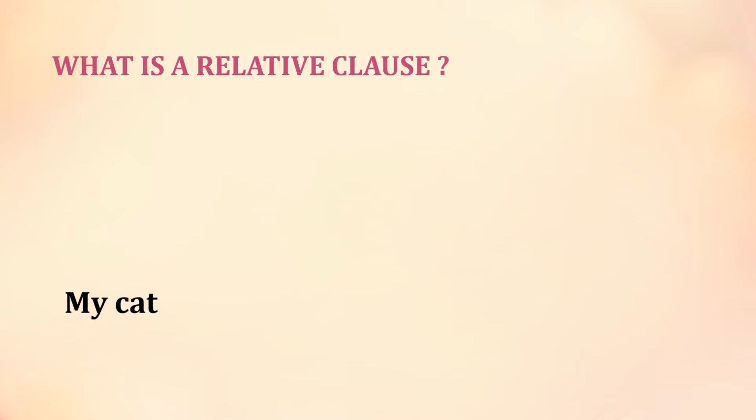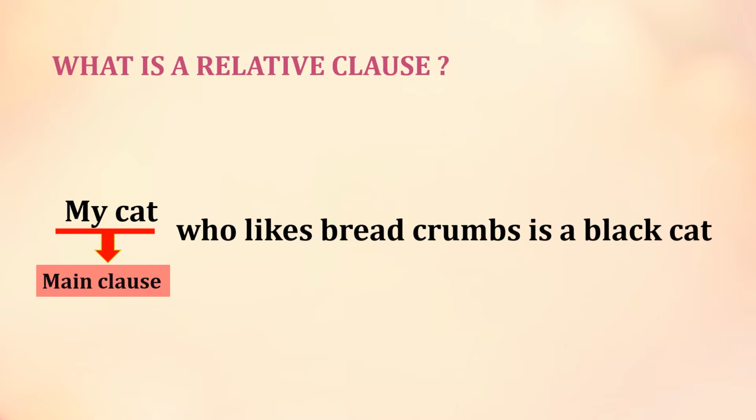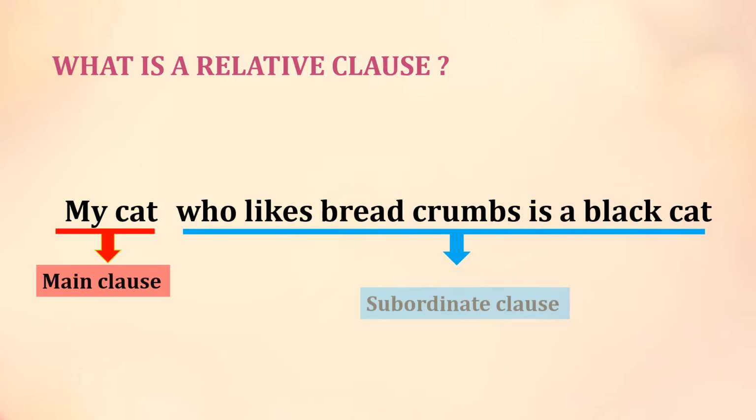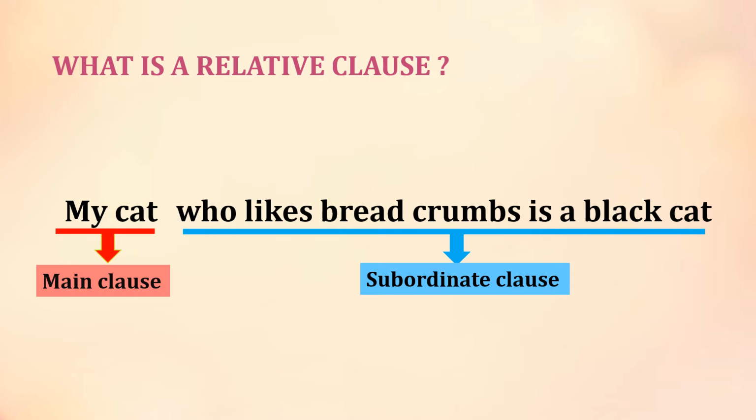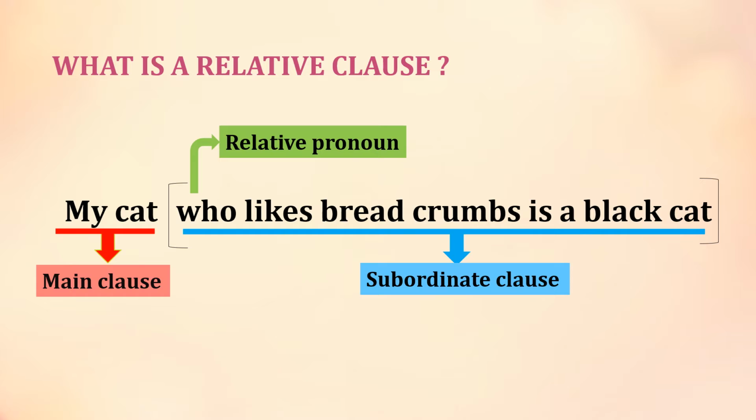Here my cat becomes the main clause and who likes breadcrumbs is a black cat becomes a subordinate clause. Subordinate clause means the dependent clause which has a subject and object. It can also begin with a conjunction or a relative pronoun. So here the relative pronoun who is connecting the main clause and the subordinate clause. So who becomes a relative pronoun. As the relative pronoun is joining the sentence, who likes breadcrumbs is a black cat is called a relative clause.